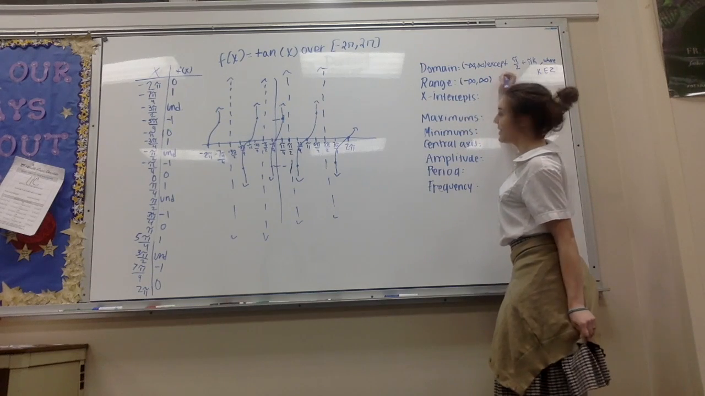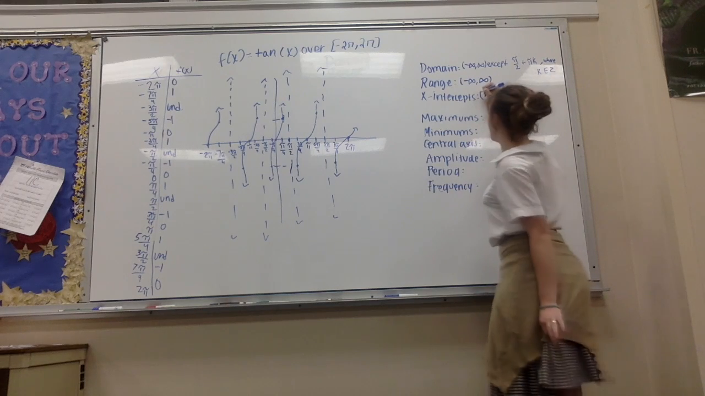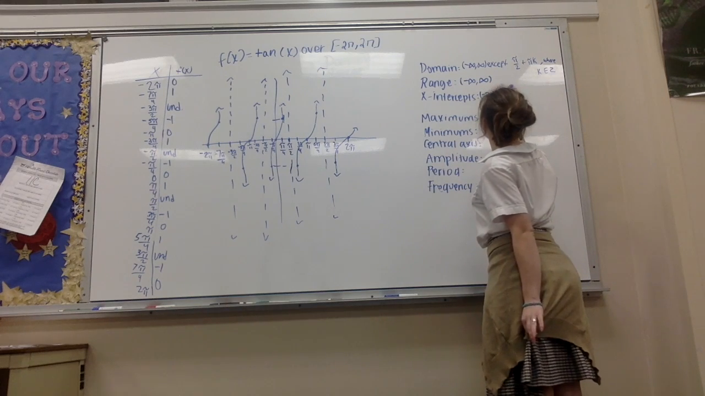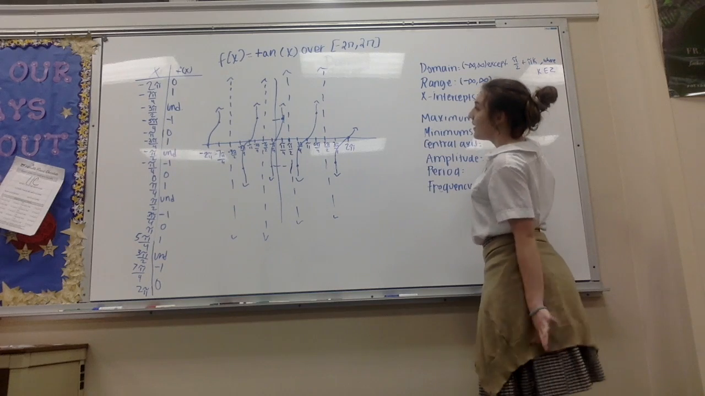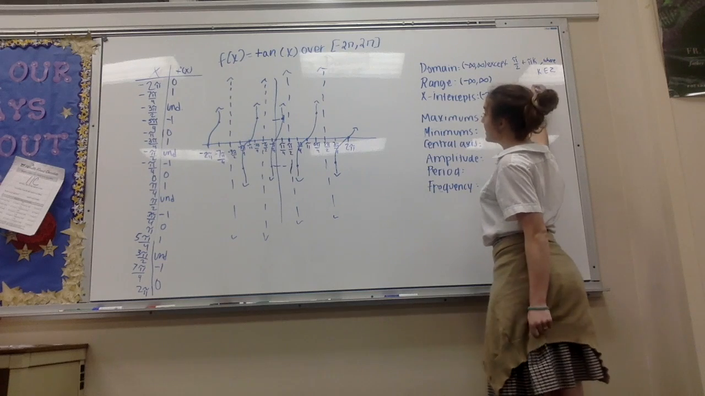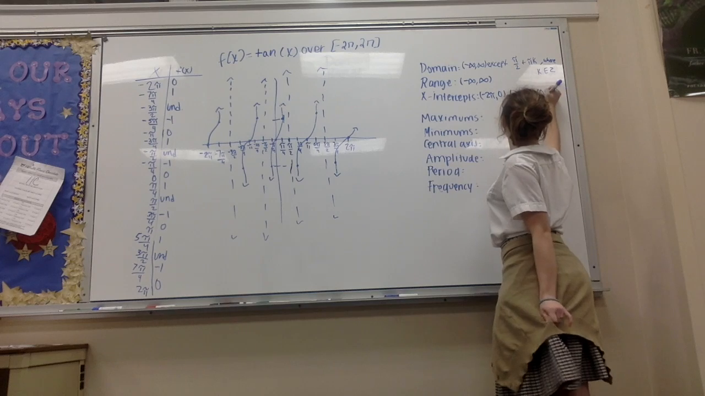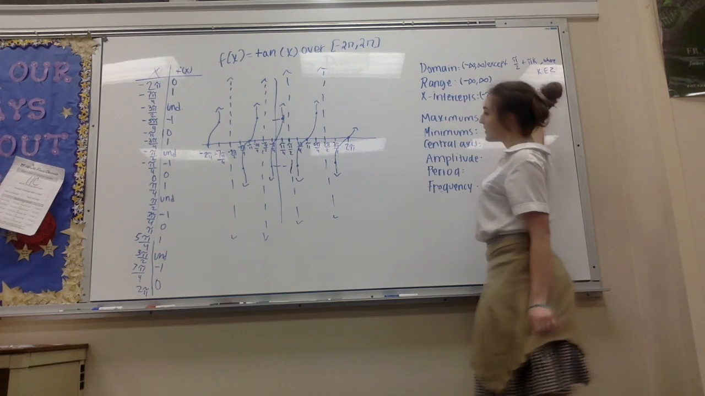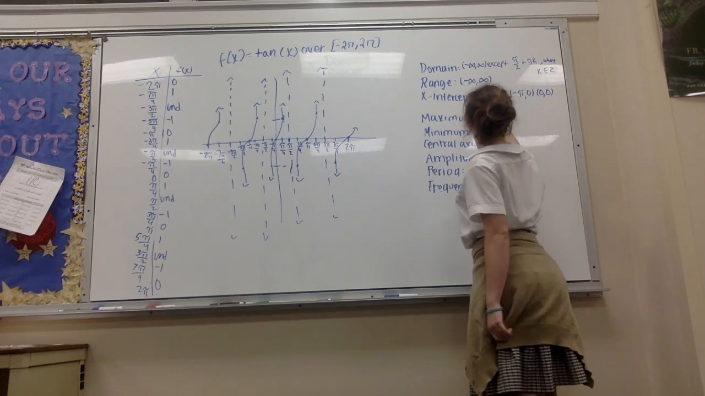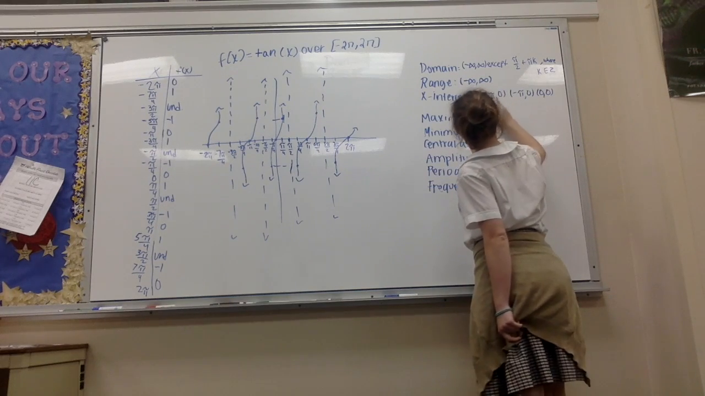X-intercepts are where the value of y is 0, so 2pi, 0, negative pi, 0, 0, 0, and so on.